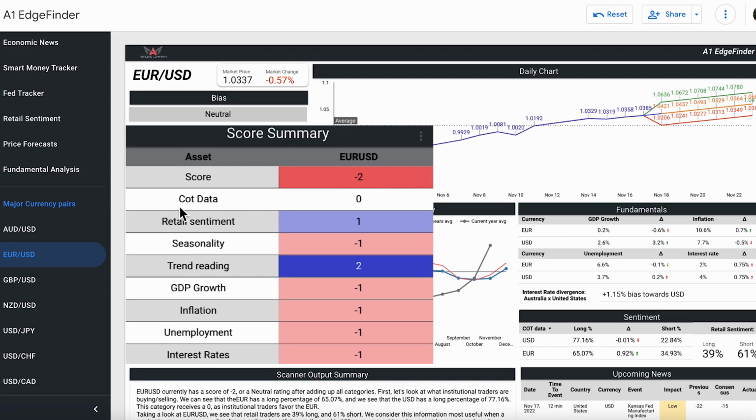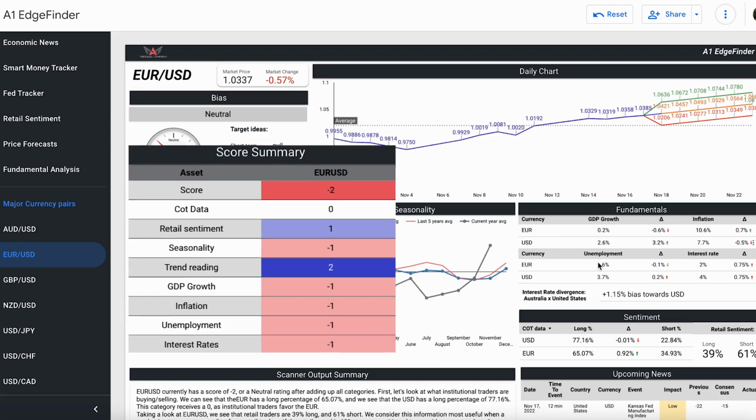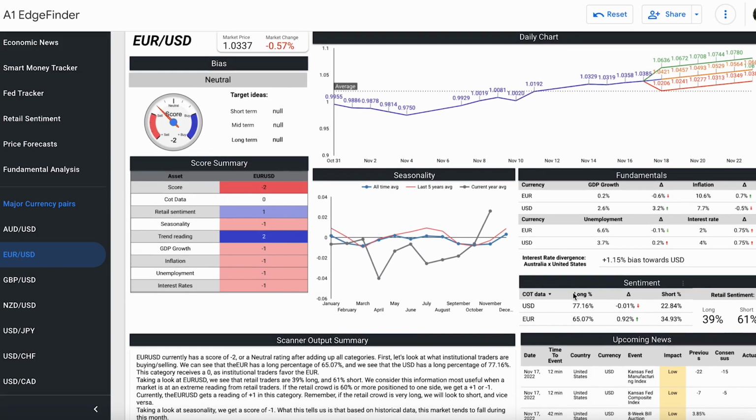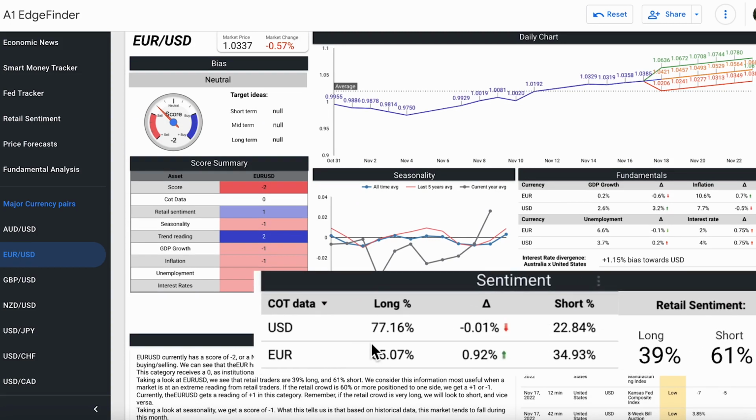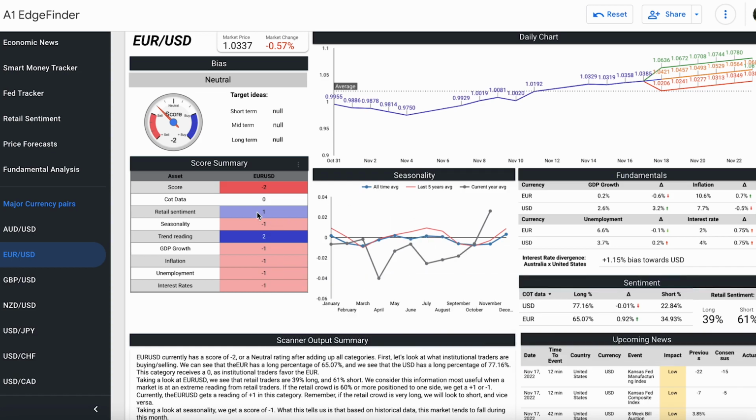Score of -2, like I said, COT data is neutral. And both of these currencies are heavily favored on the long side. US dollar 77.16% and Euro 65.07%. So institutional traders are fairly heavily favored long on the Euro and very heavily favored long on the US dollar. Retail traders, on the other hand, going the opposite direction. They are short on the pair as a whole, 61% short for retail traders, giving us a score of +1 here.